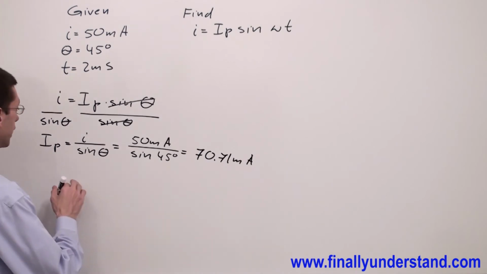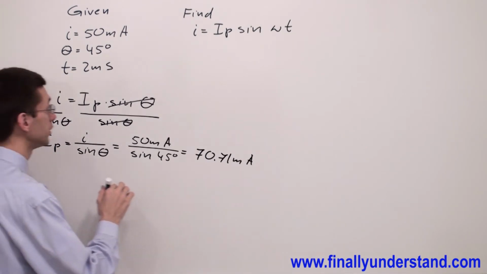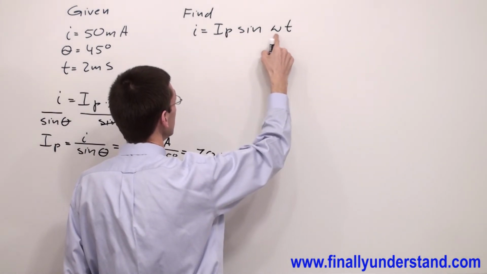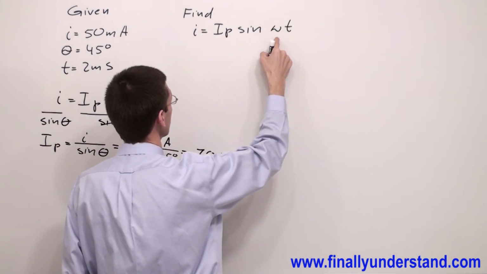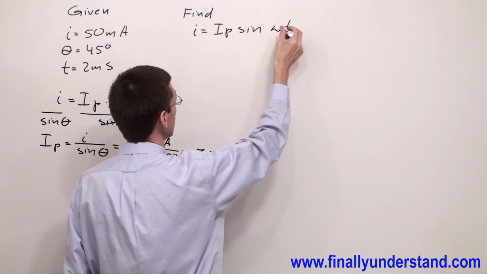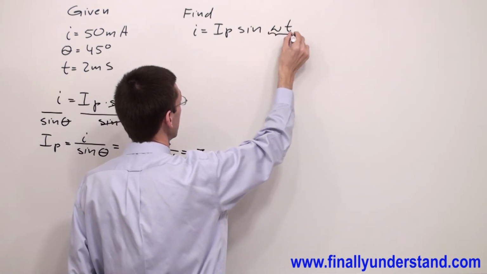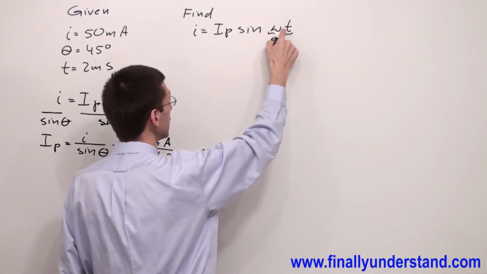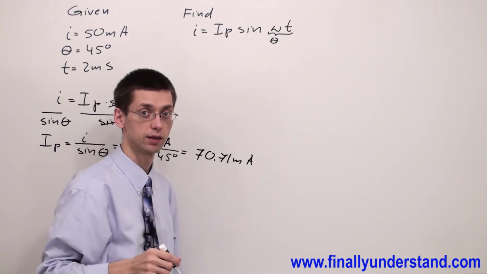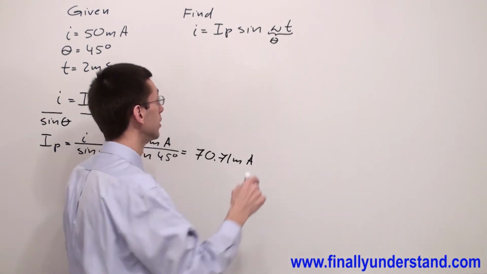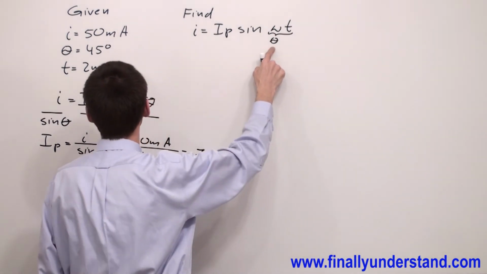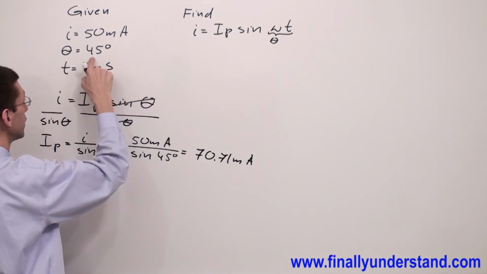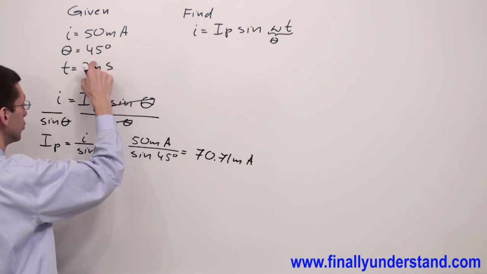Next, we're supposed to find omega. Please notice that omega t is nothing else, just the angle, because next to sine we always have an angle. So this part is nothing else, just theta. But omega t is expressed in radians per second, and my angle is expressed in degrees. So what I have to do first is convert my degrees to radians.